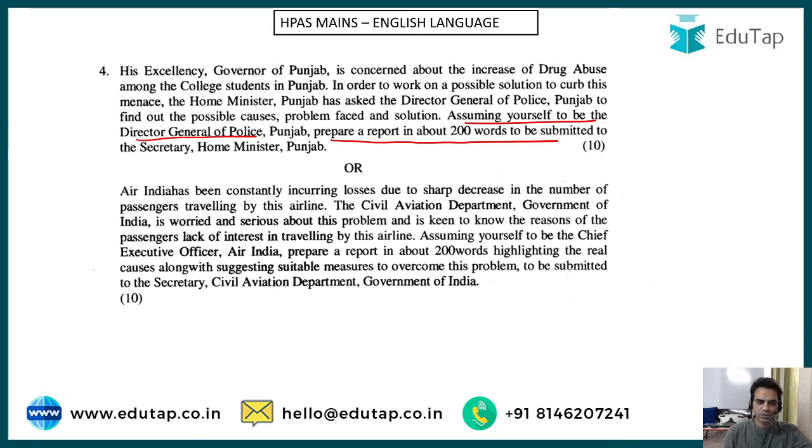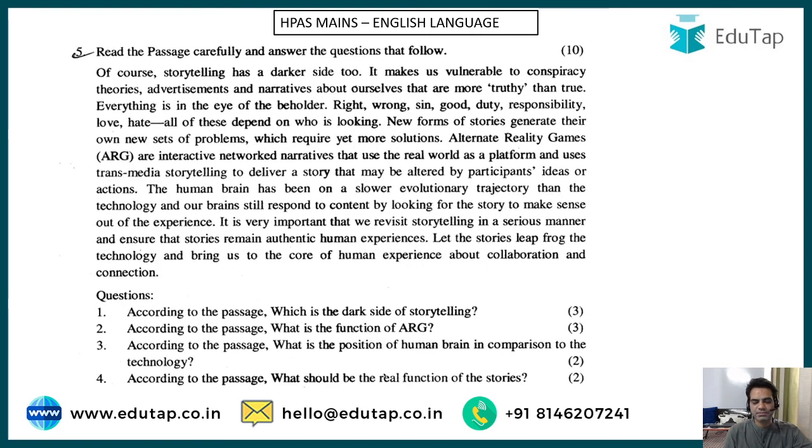Or the second situation was Air India has been constantly incurring losses. Assuming yourself to be the Chief Executive Officer, Air India, you had to prepare a report of about 200 words, highlighting the real causes along with suggesting suitable measures to overcome this problem. So you should be well versed with the structure of a letter as well as the structure of a report. And you should practice these scenarios on your own so that you can build up your drafting skills, right?